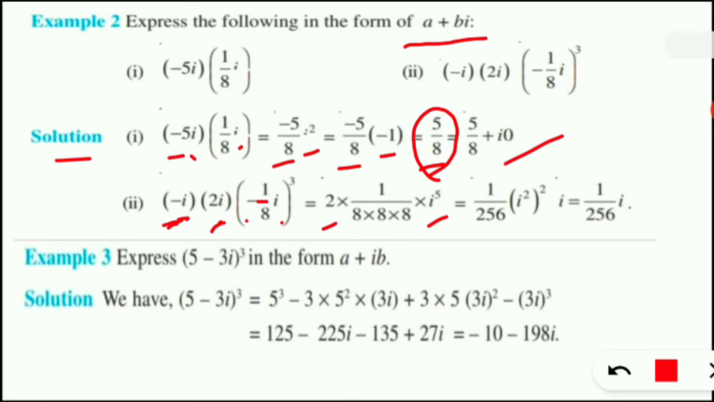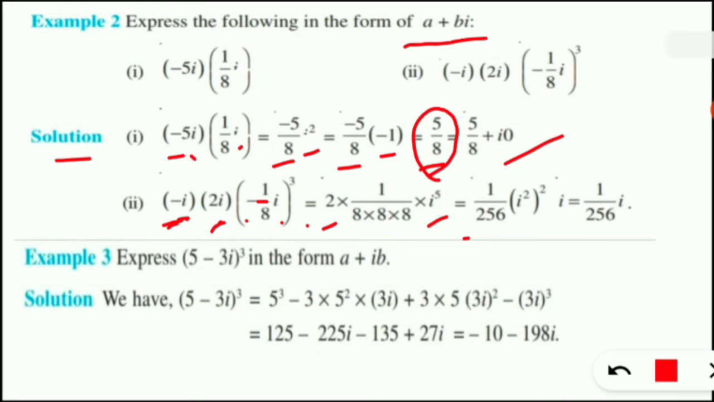Again, minus i into twice i into (minus 1 by 8 into i) whole cube. This equals 2 into (1 by 8) whole cube. That's why 1 by 8 into 8 into 8, 3 times, and here is total 5i. i cube into i into i. So i to the power 5. Clear? So after simplification we get 1 by 256.